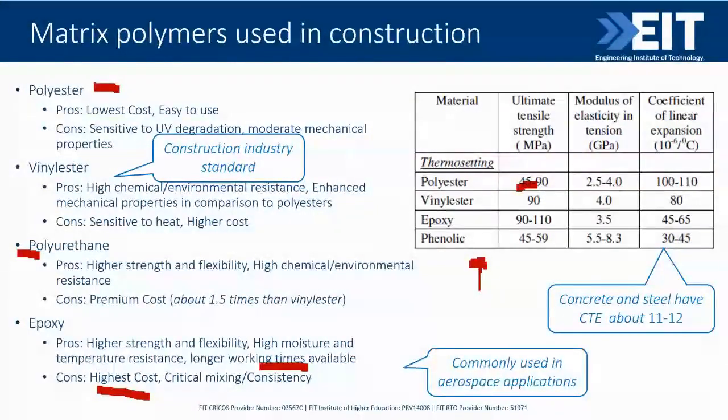What I also highlight here in this slide is the coefficient of thermal expansion is relatively high for all of these matrices. So in comparison to steel, you can see that steel has a CTE of about 11, 12, while the vinyl ester is about 18. So it's 8 times higher.